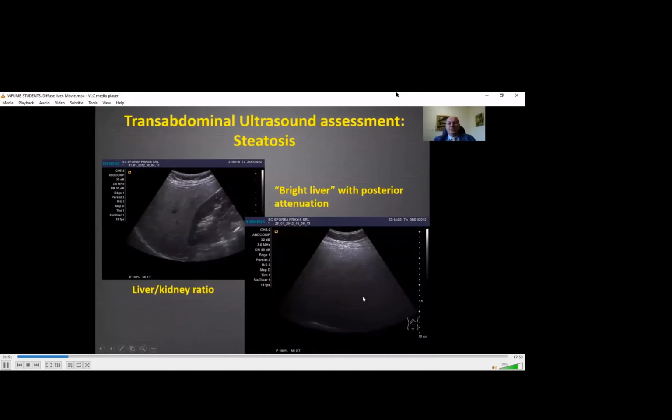These are two images of this condition. On the right, you can see a bright liver, and this posterior attenuation makes it difficult to find the diaphragm. And we have a second situation here in intercostal section, a bright liver, and the ratio is here.